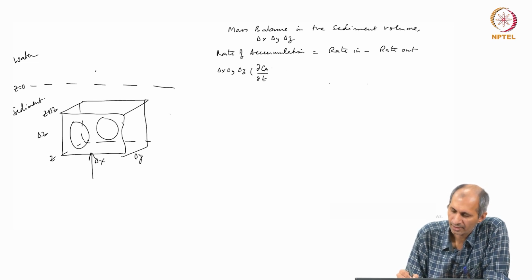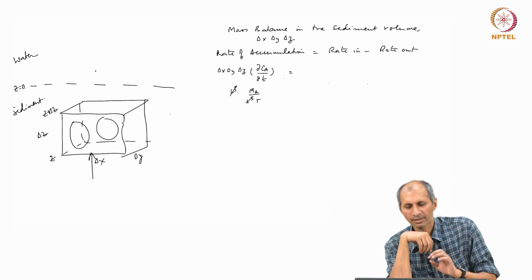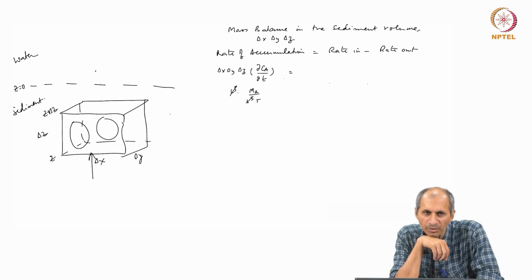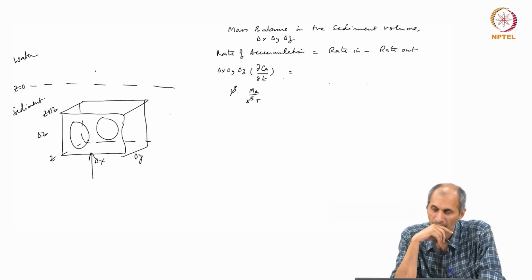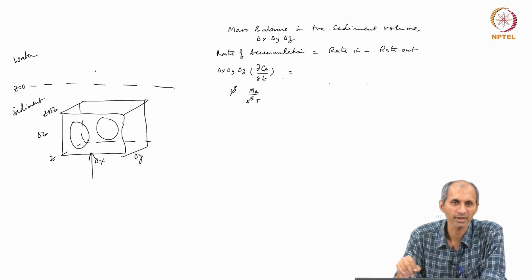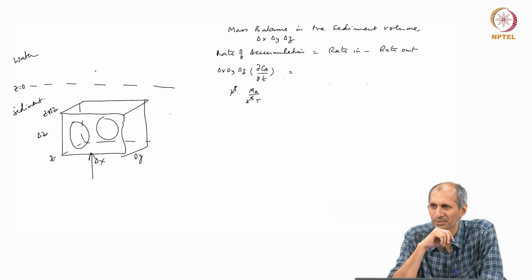If I write like this, is this correct? So this has units of L cubed, M by L cubed into T, that is M by T. But is this correct, this term? Rate of accumulation as delta x, delta y, delta z into dou Ca by dou t. Is there anything wrong with the way I have written this? Anybody? Some of you have said no.